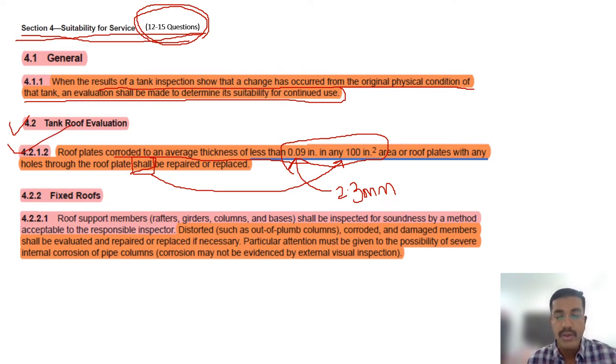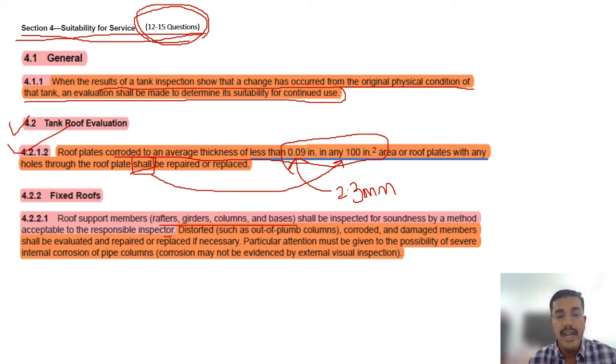Fixed roofs. Roof support members, rafters, girders, columns and bases shall be inspected for soundness by a method acceptable to the responsible inspector. I already told you in 650 what columns are. If you remember 650, what is the fillet length we use for the column patch plates? Its patch plate thickness must be 6 mm and the fillet should be 6 mm. So that's why we read 650 earlier.